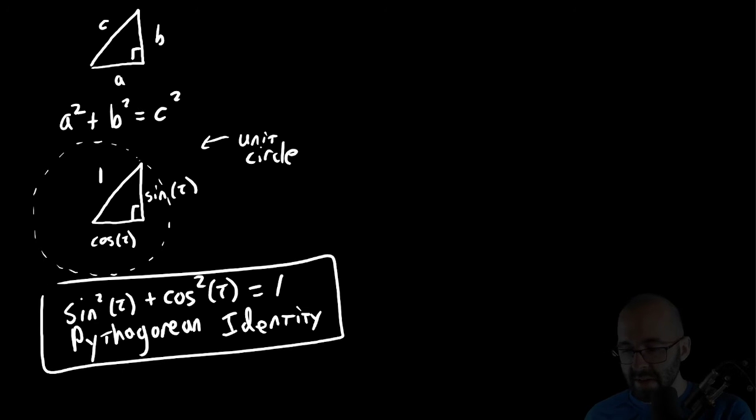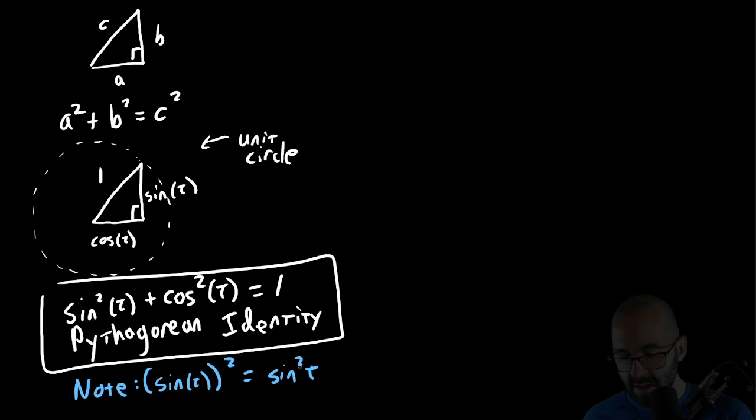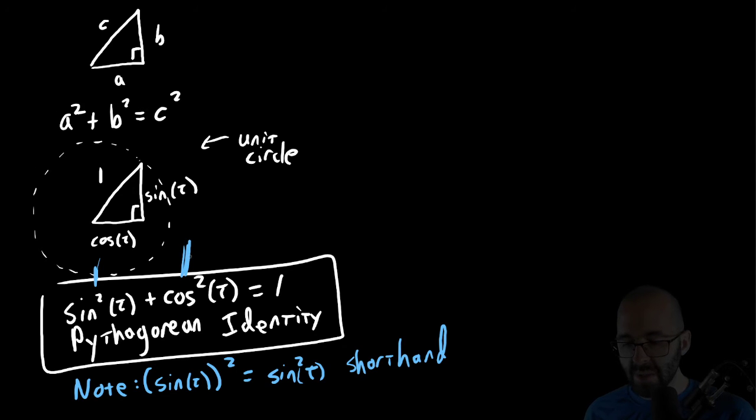Because again, sine squared, well, real quick, this is an important note. Sine squared is just shorthand. When we write sine squared of t, that just means sine of t squared. This is what we're actually meaning, but nobody wants to write that many parentheses, so this is the shorthand. So watch out for that. And again, this is just another way of saying y squared plus x squared equals the hypotenuse squared.